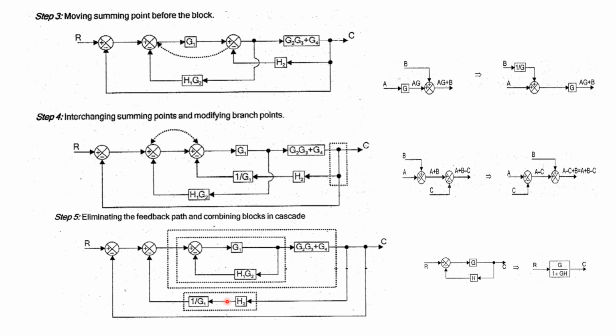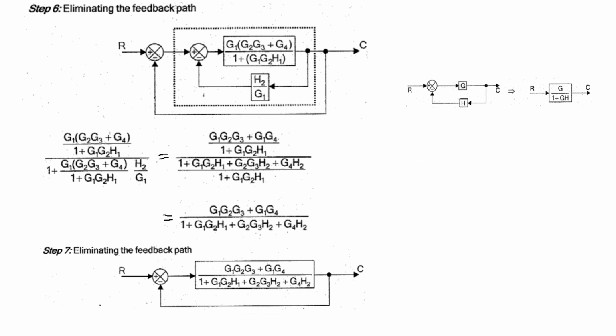Again here there will be a cascading of blocks, that is, two blocks are in series. So the answer will be H2 by G1, that is 1 by G1 into H2, which means H2 divided by G1. So the next block diagram will be like this, with H2 by G1.